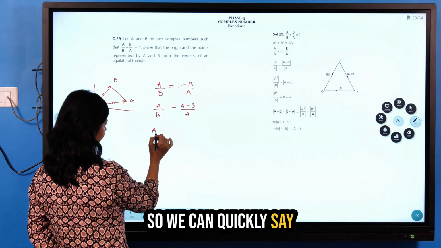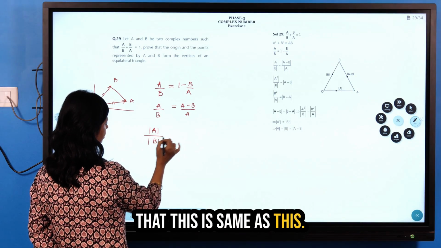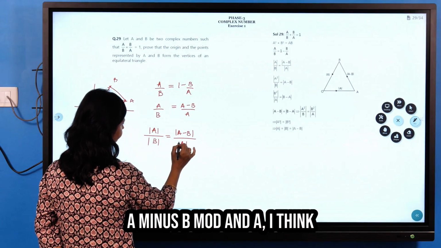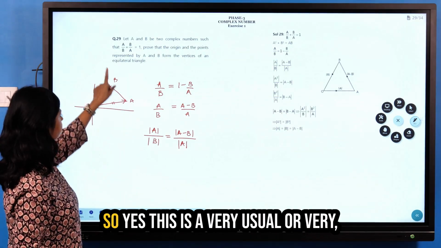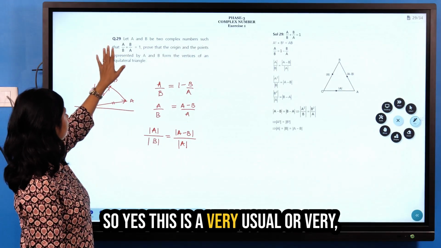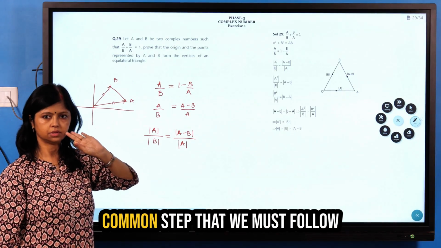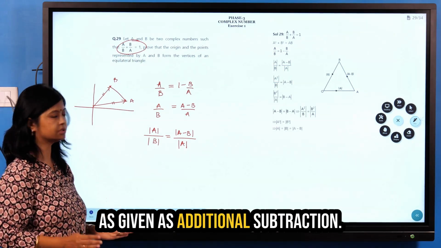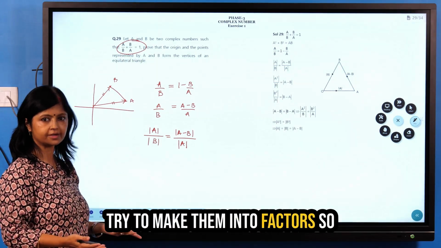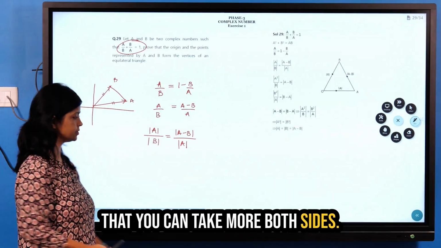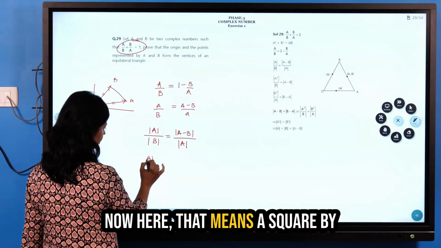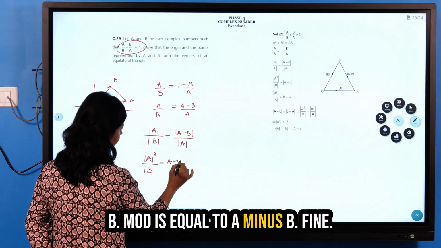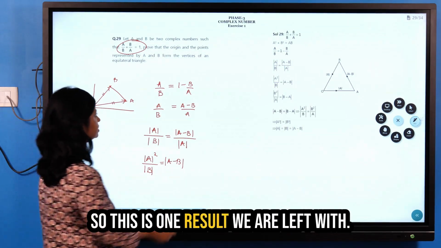So we can quickly say that this is the same as mod of A minus B over mod A. I think this is very straightforward. This is a very common step that we must follow: whenever two complex numbers are given as an addition or subtraction, try to make them into factors so that you can take the mod on both sides. Now here, that means mod A squared by mod B is equal to mod of A minus B. Fine. So this is one result we are left with.